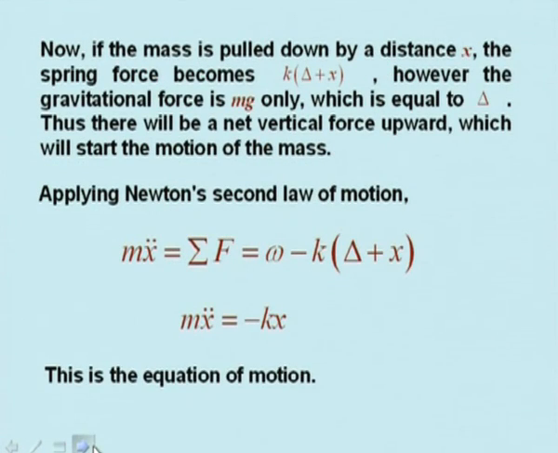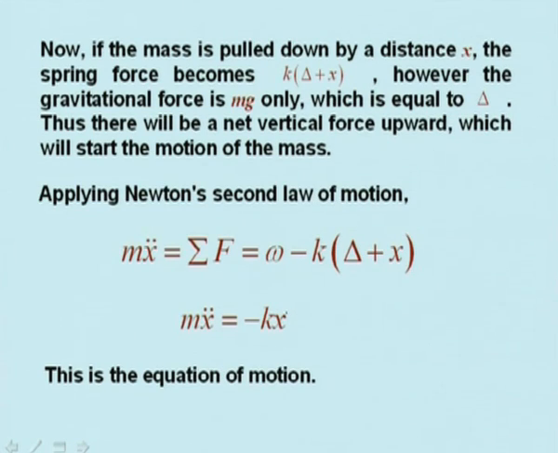Now if the mass is pulled down by a distance x, the spring force becomes K times delta plus x. However, the gravitational force is mg only, which is equal to K delta. Thus there will be a net vertical force upward which will start the motion of the mass. Applying Newton's second law of motion, mass times acceleration is equal to the net force acting on the particle, that is W minus K times delta plus x, or m x double dot is equal to minus kx. This is the equation of the motion.